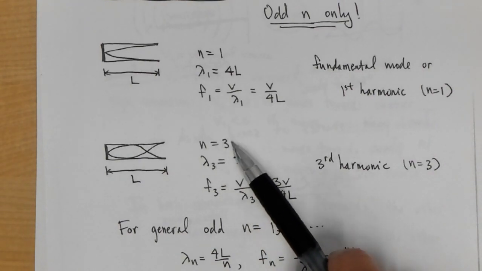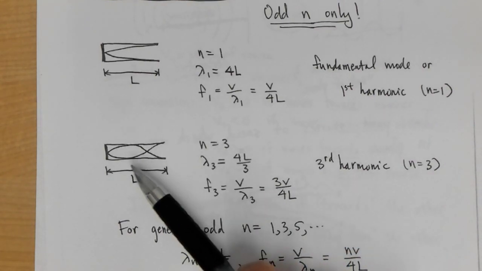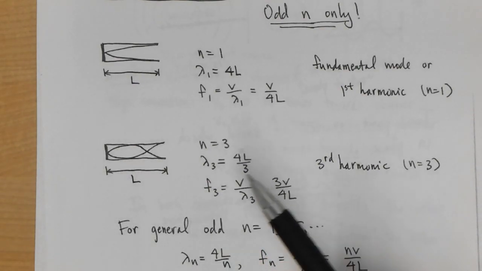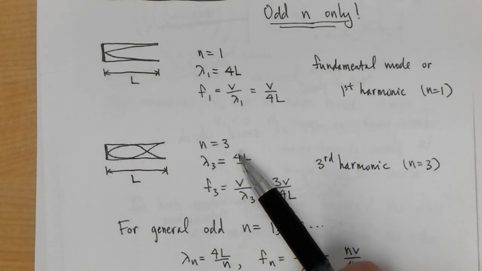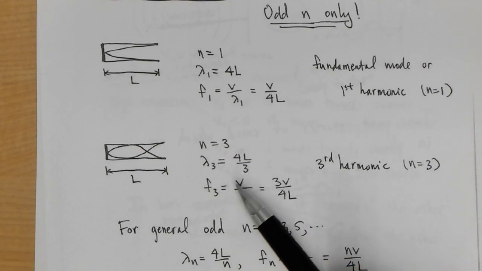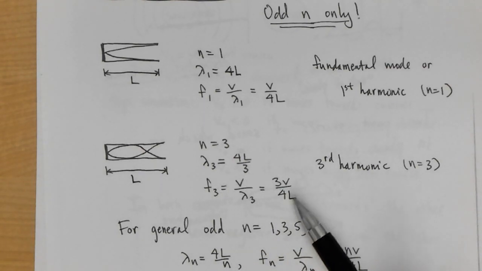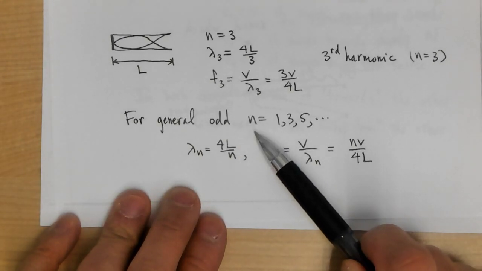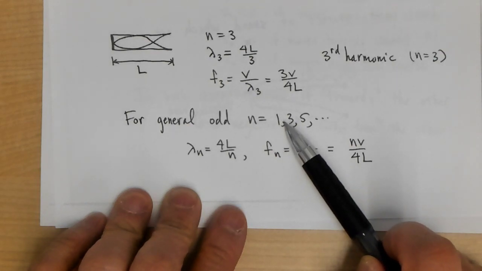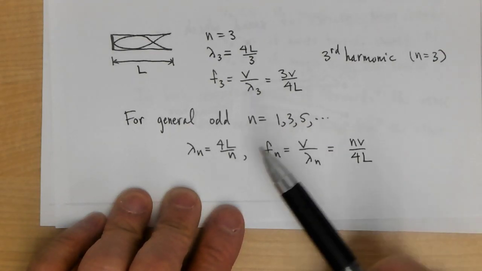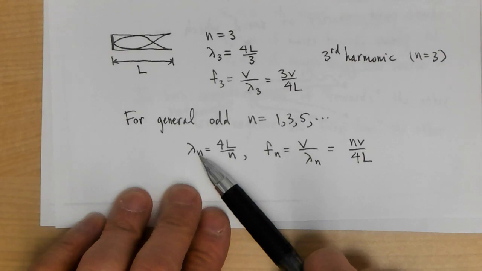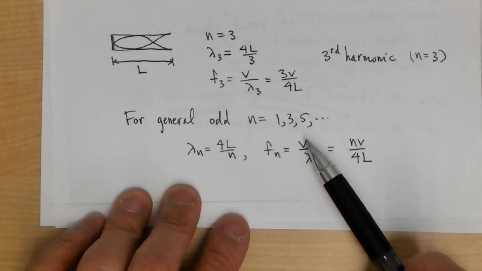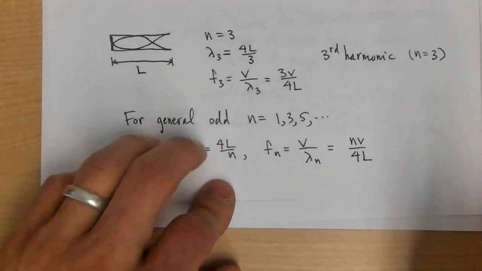Okay, and so we have n equals 3, and this corresponds with this sort of shape where we have an antinode here and a node there. For n equals 3, lambda 3 is equal to 4L over 3, and f3 is equal to v over lambda 3, or 3v over 4L, for the third harmonic. In general, we only have odd harmonics for the open-closed pipe: 1, 3, 5, 7, 9, and so on. And the formula for the wavelength is lambda n equals 4L over n, and the formula for the frequency, f n, is v over lambda n, or nv over 4L.